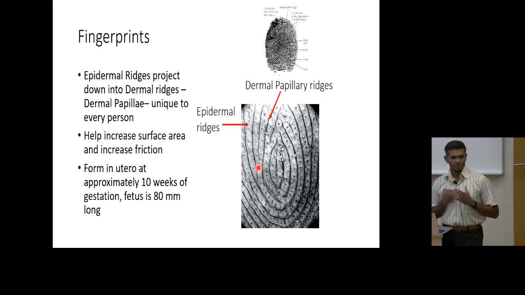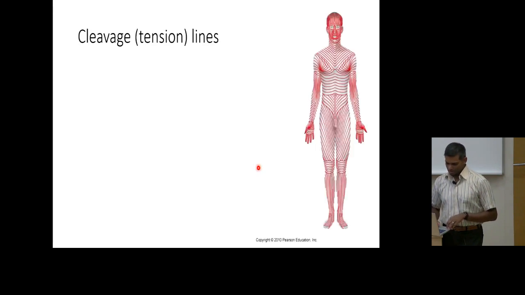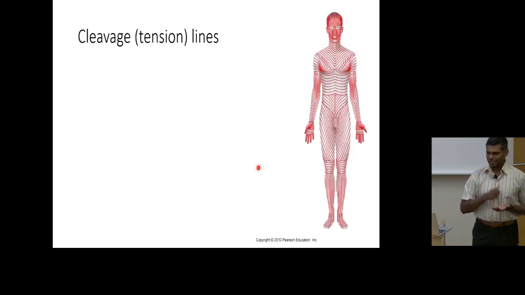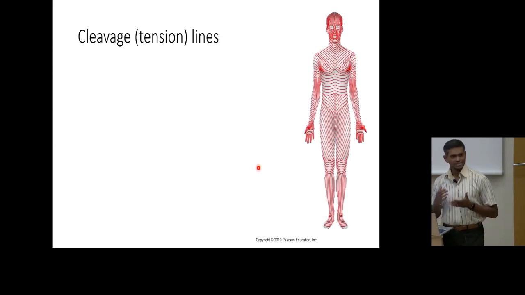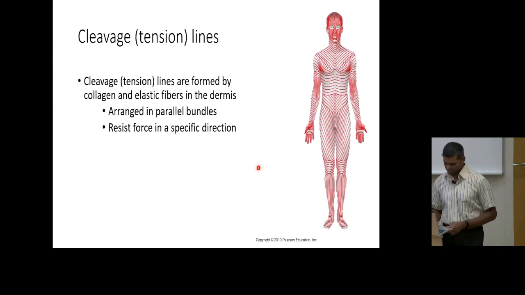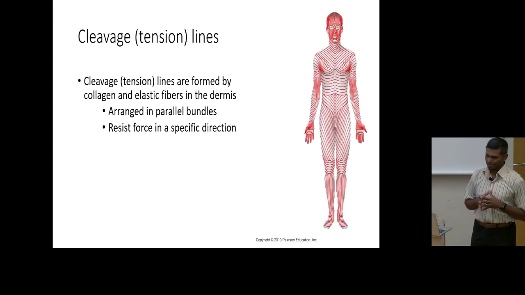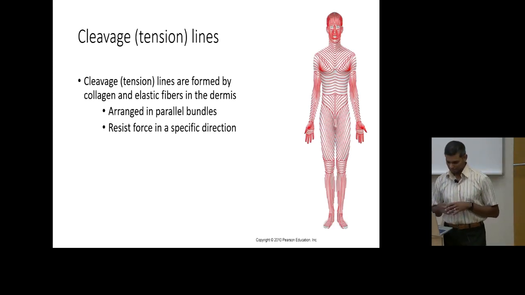And this will start developing in utero as early as 10 weeks. The fetus is only 80 millimeters long. So another thing to keep in mind when we talk about these epidermal ridges are the cleavage or tension lines seen throughout the skin. So these lines are formed by the arrangement of collagen and elastic fibers in parallel bundles. And because they are arranged in a certain orientation, they're going to resist forces to stretch them in a specific direction, right? And there's a pretty specific clinical implication of this, and I'll point that out to you.